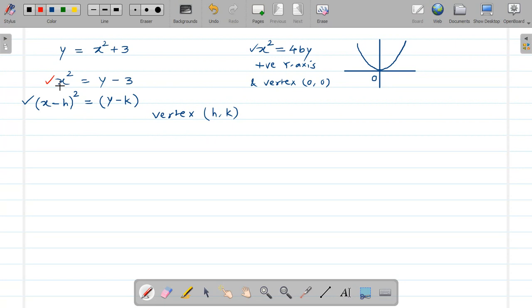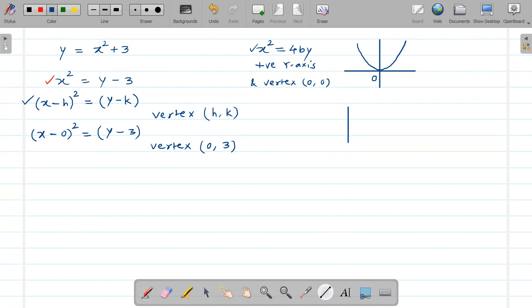Now if you write the given equation in this form, how will you write it? See here, x square can be written as x minus 0 whole square is equal to y minus 3. So what will be the vertex of this parabola? If you compare, the vertex will be (0, 3). So first of all, remember, this is not a standard parabola because the vertex is at (0, 3).